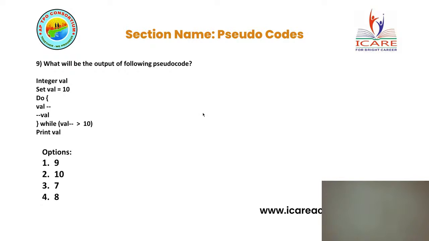So going to the next question. What will be the output of the following pseudocode? So integer value, set value is equal to 10. Some program is there. So here we have followed the do while. So we are going to go line by line execution.